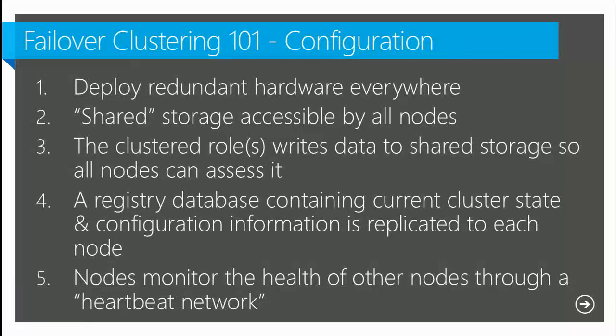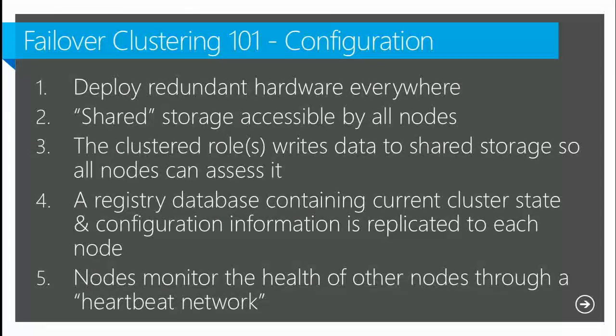Now, the next key thing is monitoring the health through what we call our heartbeat network. So we've got to ask, what happens if a server crashes, or the power suddenly fails? How does another server know that it's down? How does another node in the cluster know it's unavailable? Well, every node is constantly monitoring the health of every other node through what we call heartbeats. There's actually two types of heartbeats.